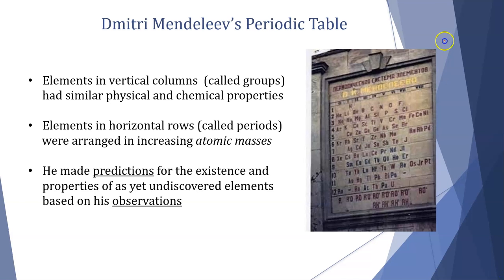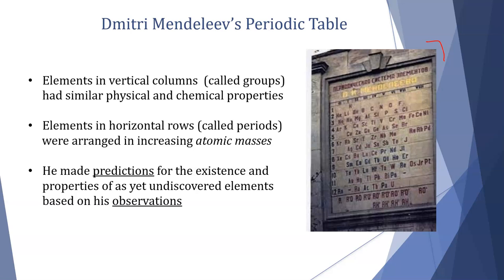So if we look at this periodic table here, this is actually a picture of a periodic table that is the same as Mendeleev's. He arranged elements in vertical columns called groups, which we maintain today, and the elements in horizontal rows that we refer to as periods. He went from smallest to highest atomic mass and then made predictions for elements that should exist. So we can see here that there are gaps in this table, and this is due to those predictions.